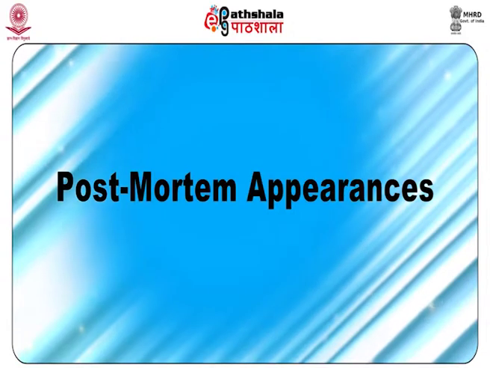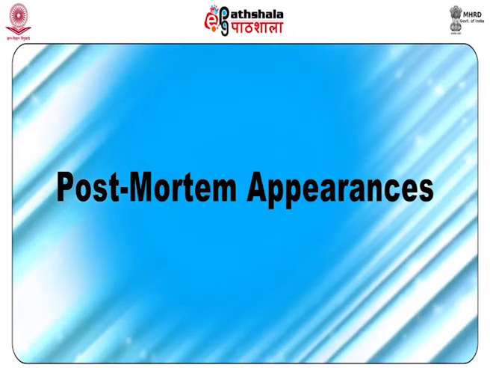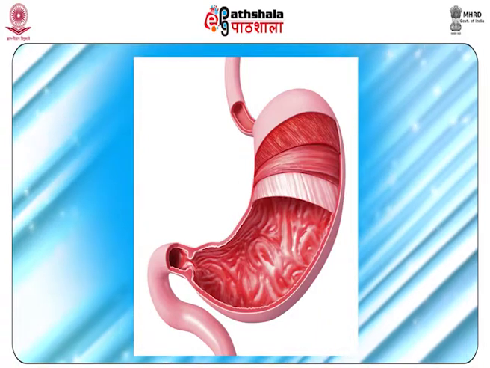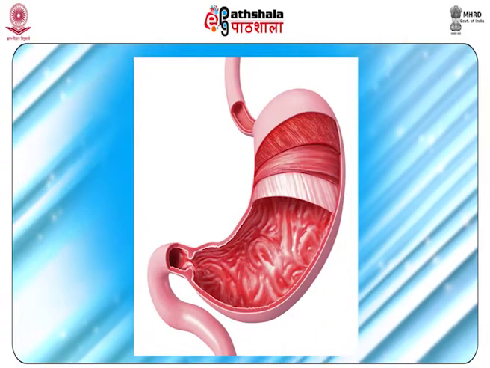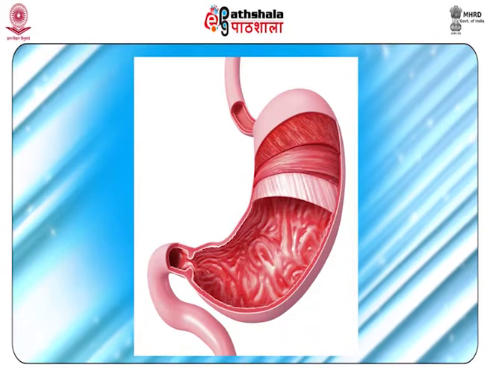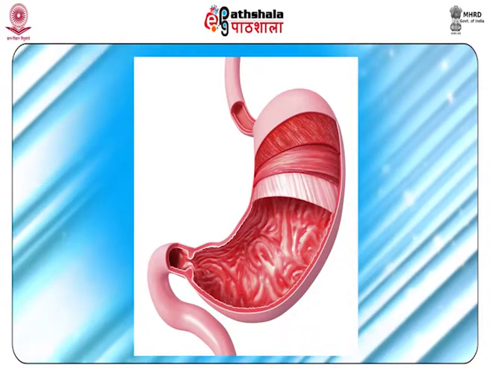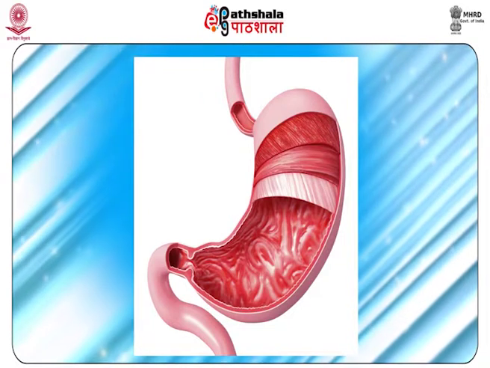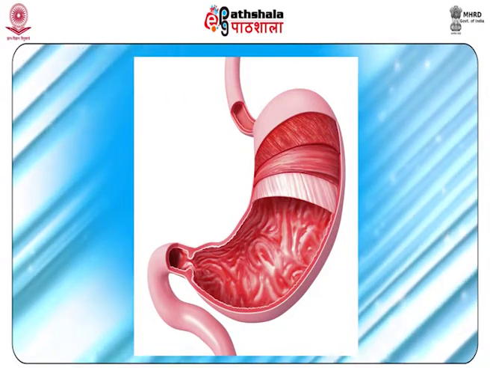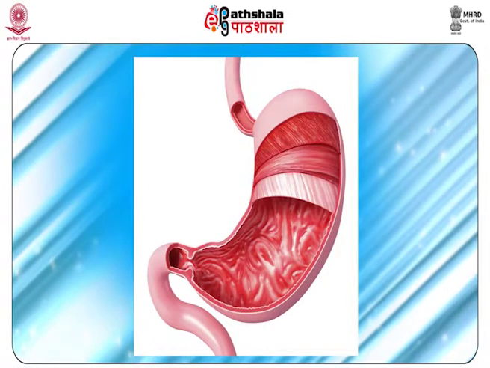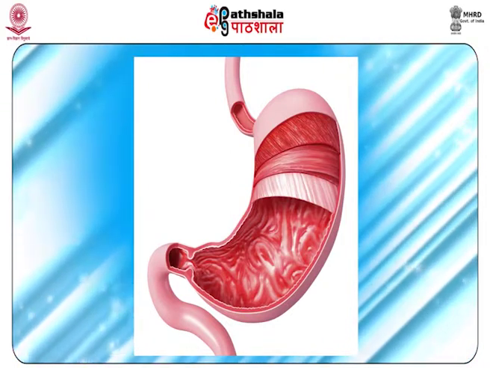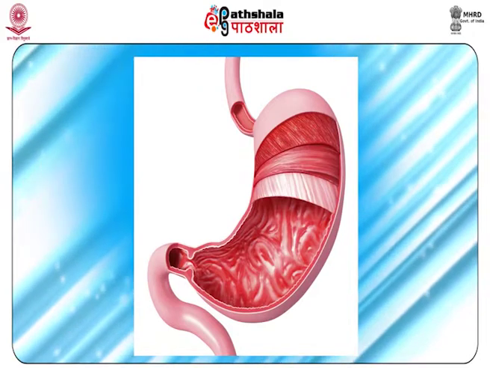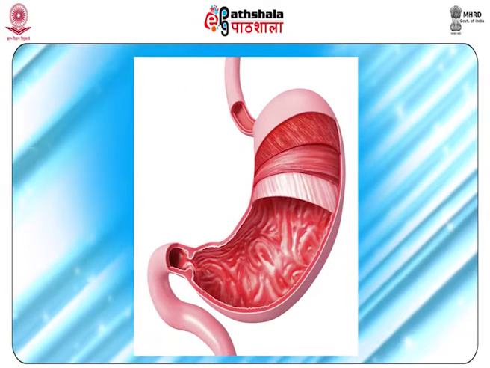Next is the post-mortem appearances. The gastric mucous membrane is deep reddish-brown with patches of congestion or effusion. The liver is congested and shows fatty infiltration and the signs of cirrhosis. The kidney shows granular degeneration, whereas the heart is dilated and shows fatty degeneration.